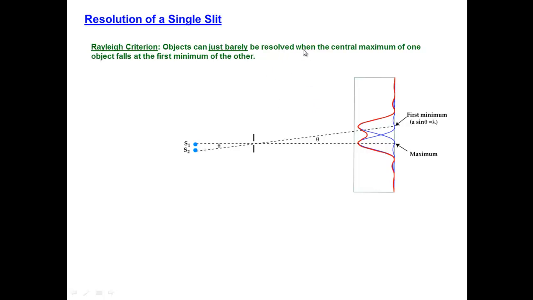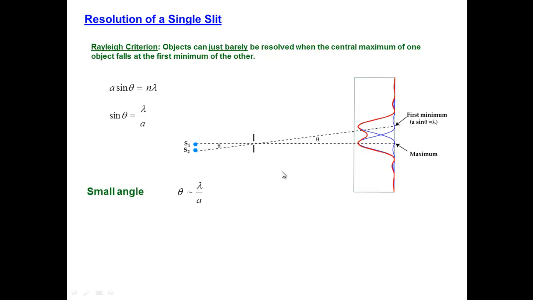Objects can just barely be resolved when the central maximum of one object, and here look at S2 in this plot, the central maximum for S2, the upper peak, falls at the first minimum in the diffraction pattern of the other one. And so S1 has a diffraction pattern that's centered right here where the arrow says maximum, and its first minimum, indicated by the blue line, falls at the same place as the central maximum for S2. And as a result, once again, when those two patterns superimpose, we see two peaks with just a bit of a dip in light intensity in between. So that's the Rayleigh criterion.